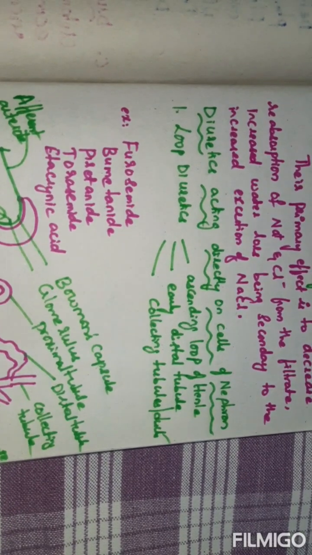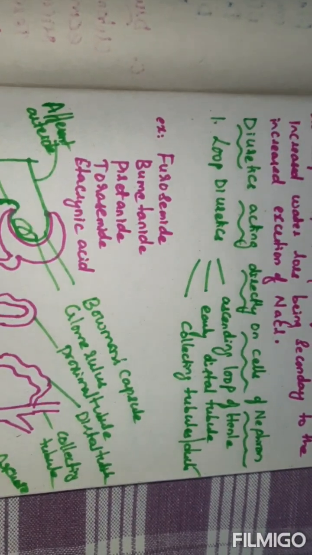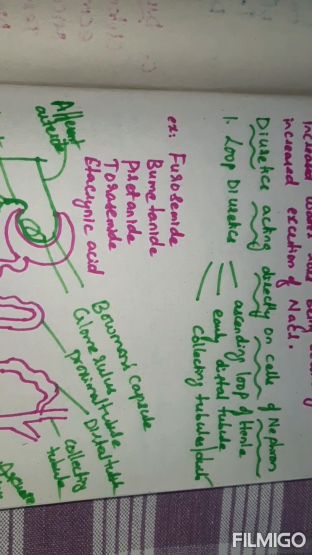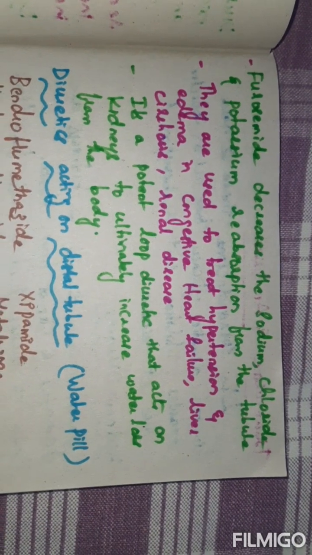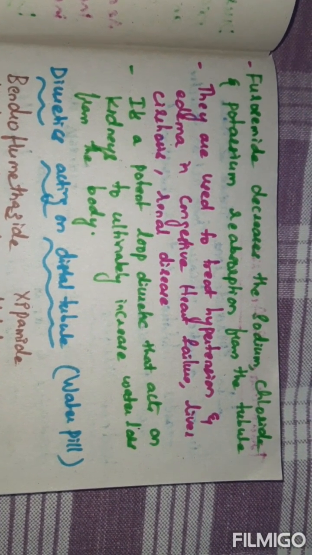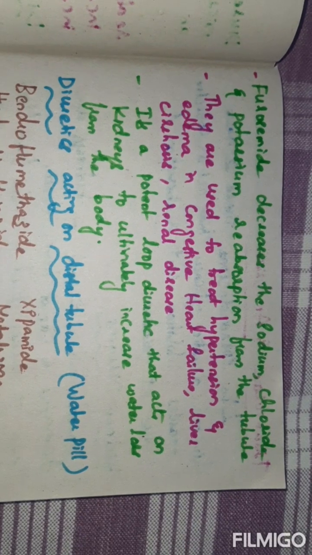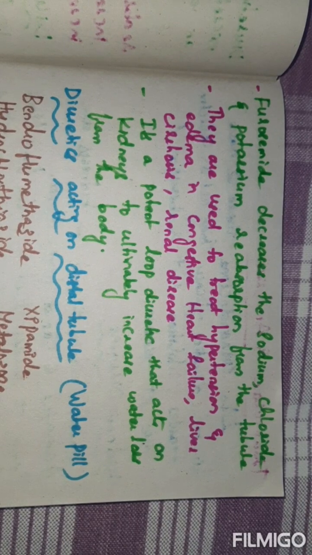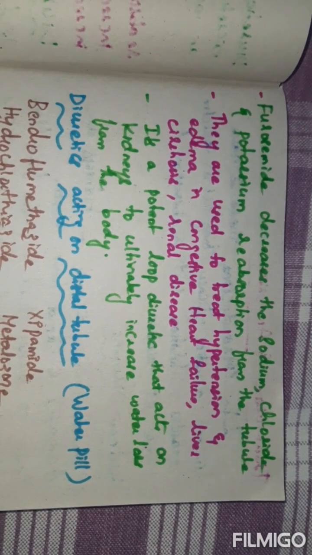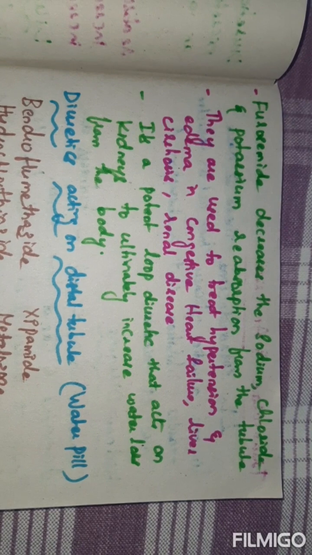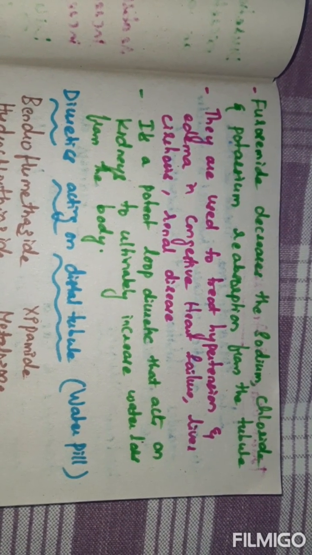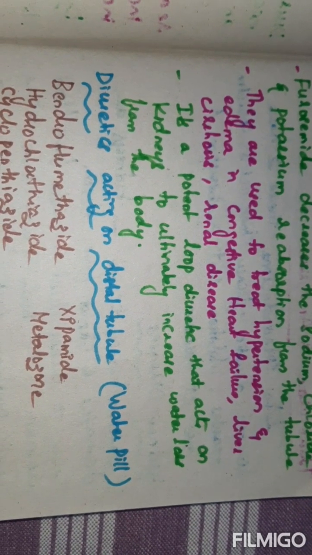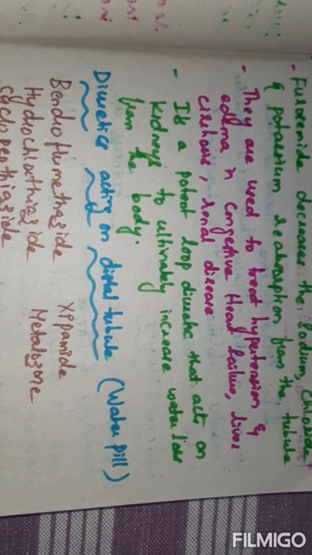First come loop diuretics. Those are furosemide, bumetanide, piretanide, torasemide, and ethacrynic acid. What furosemide does is decrease the reabsorption of sodium, chloride and potassium from the tubule. So it is mainly used to treat hypertension and edema in congestive heart failure, liver cirrhosis and renal disease. It is a potent loop diuretic that acts on the kidney to ultimately increase water loss from the body.